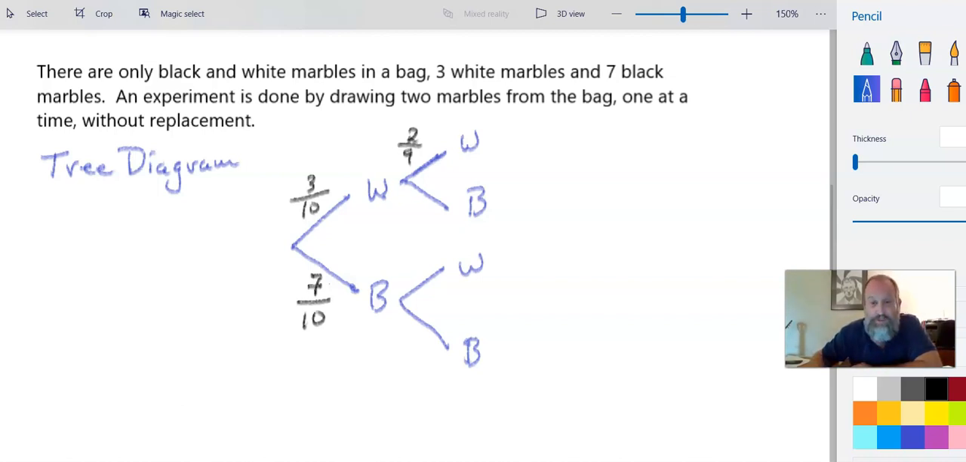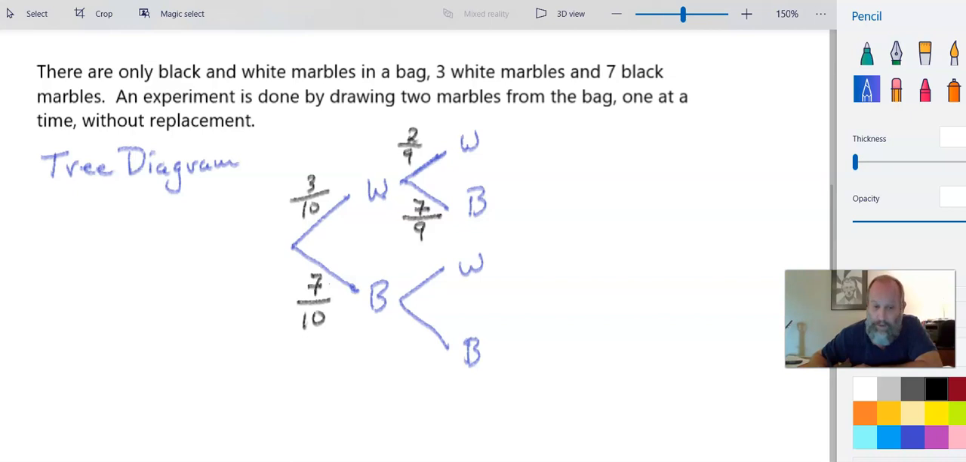Now, if I'm going to choose a black marble, I haven't changed the number of black marbles, but I have changed the number of marbles in the bag. So there are still 7 black marbles if I've chosen a white one in the first choice. However, there are only 9 marbles left in the bag. So we have those 2 choices.